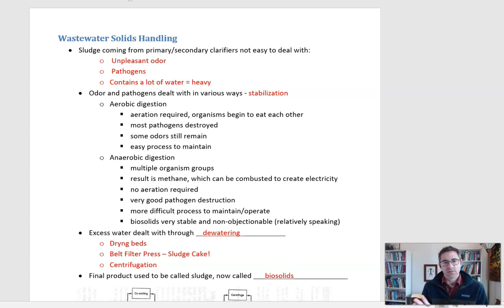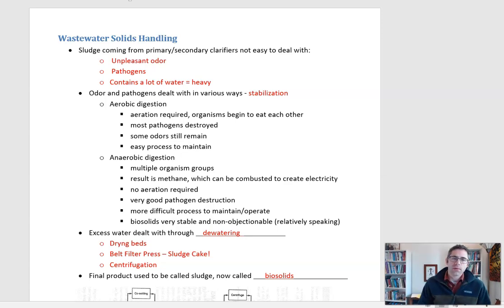The sludge coming from those clarifiers is not an easy thing to deal with. It contains an unpleasant odor, it has pathogens, and it has a lot of water in it. So it's very heavy. So if you're going to move it around anywhere, it takes a lot of energy to do that. So the first two problems are dealt with in various ways, and those are referred to as stabilization processes.